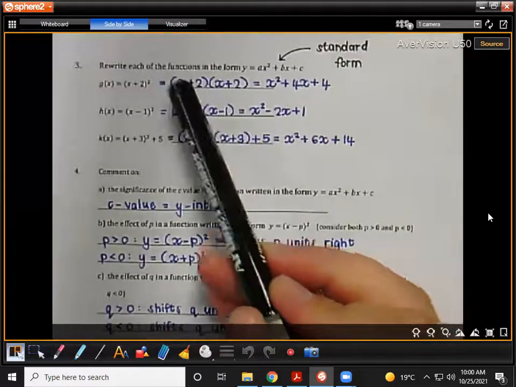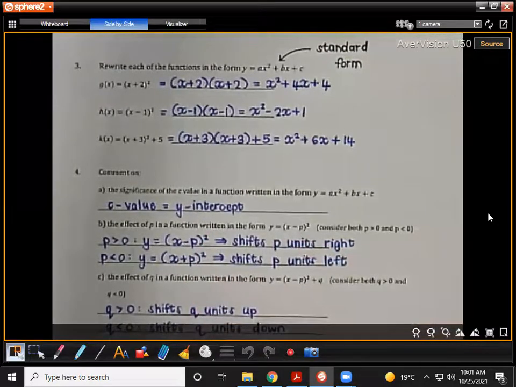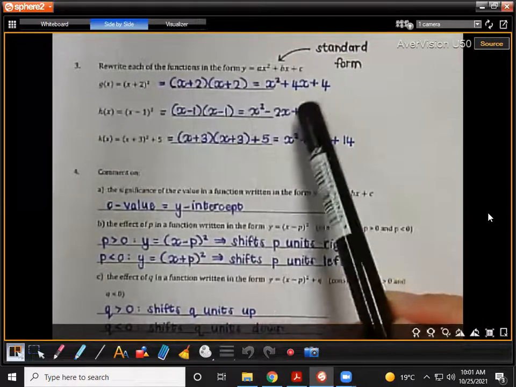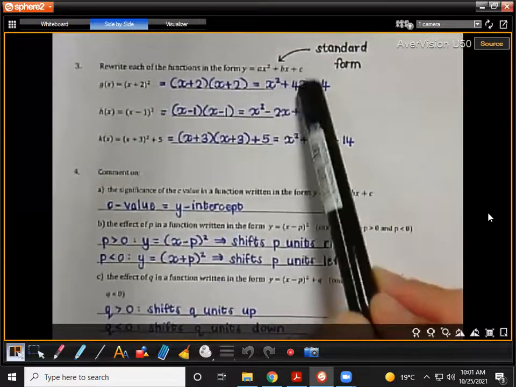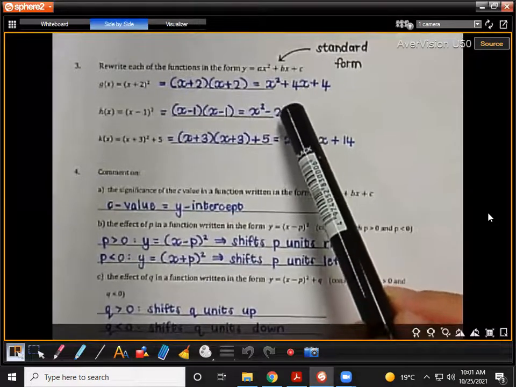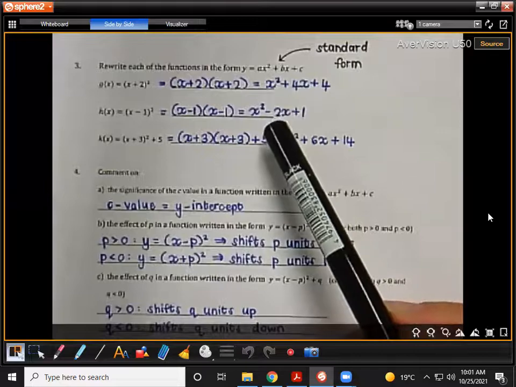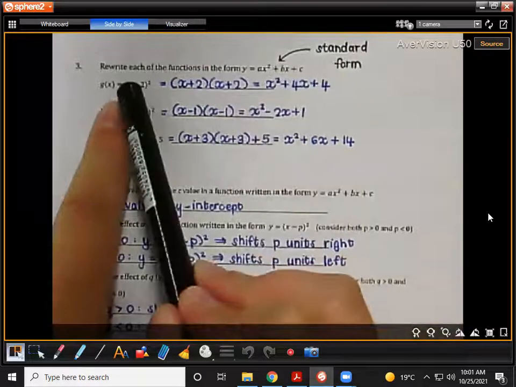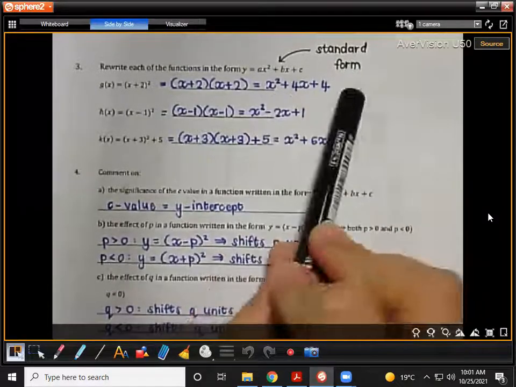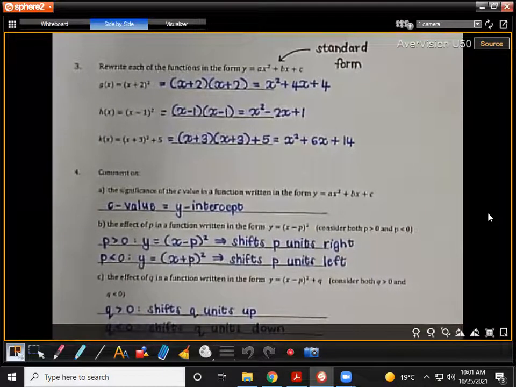I just wrote that middle step down where you write them next to each other. You can leave that out if you remember how to square a bracket. But remember that middle term, very important. You must not throw away the middle term. You can't just say that it is x squared plus 4, because it's not. It's x squared plus 4x plus 4. Those would be the standard forms of those 3 graphs.